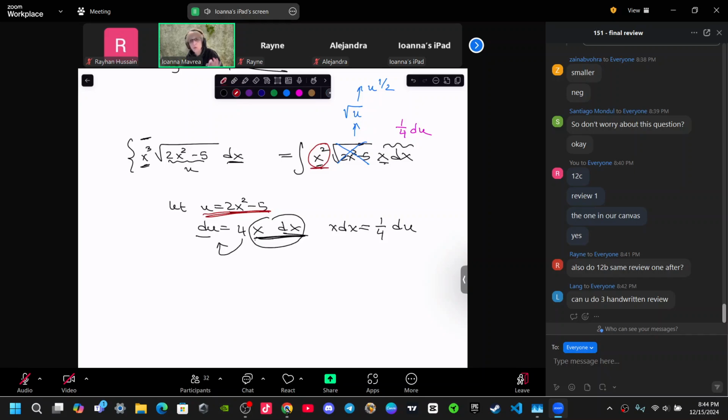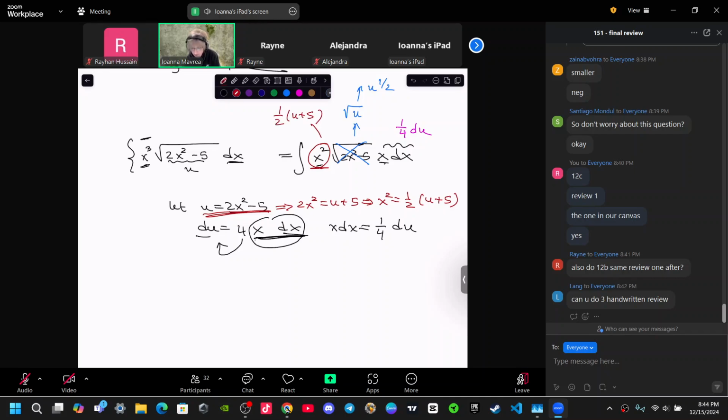What do I want to know? What x squared is equal to in terms of u. So I need to solve for x squared. So 2x squared is equal to u plus 5. So therefore the x squared is going to be replaced by 1/2 (u plus 5). Do not distribute the half. There's no reason to do that. So this guy is going to be replaced by 1/2 (u plus 5).